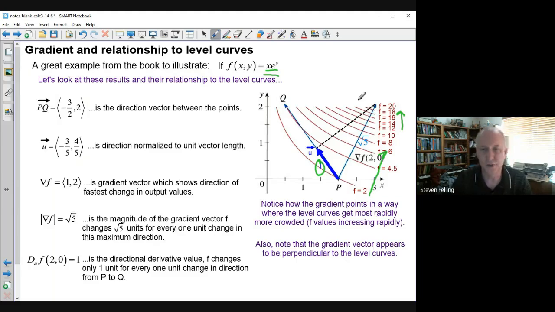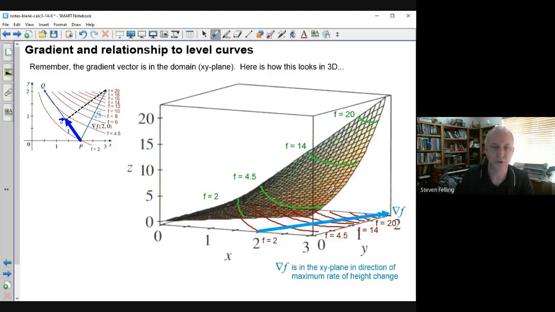Okay, since this is really 3D, I tried to take their picture and make a 3D picture, which would look like this. Here are those same level curves, x, y, z down here. There's really a surface showing f from 2 to 4.5 to 14 to 20 and so on. This blue gradient vector down here points in the direction of maximum increase.